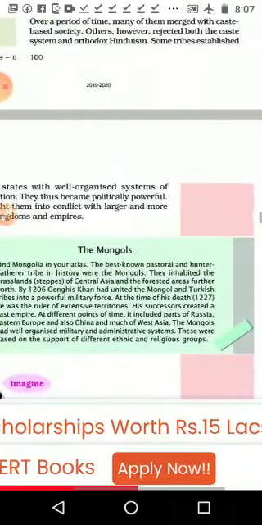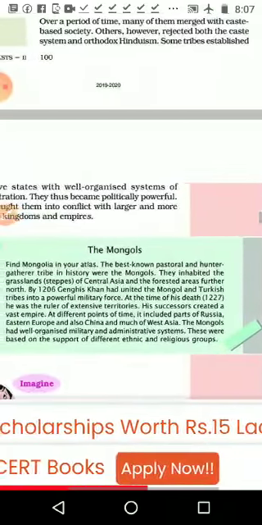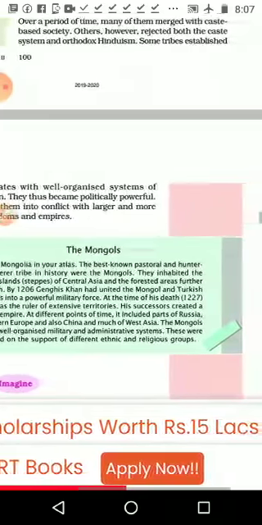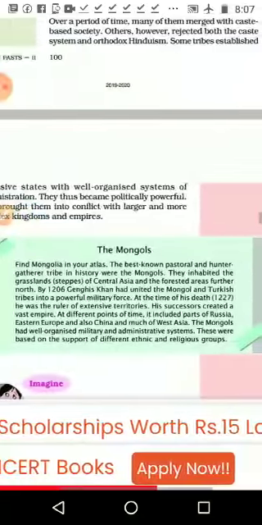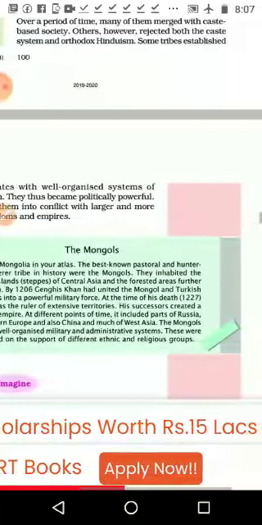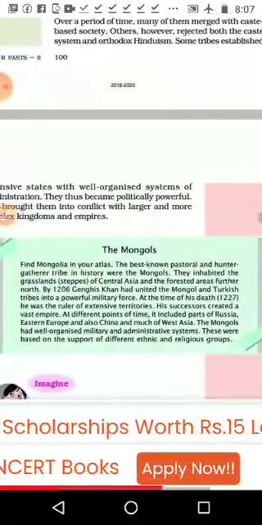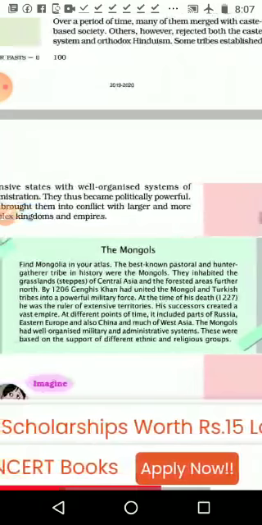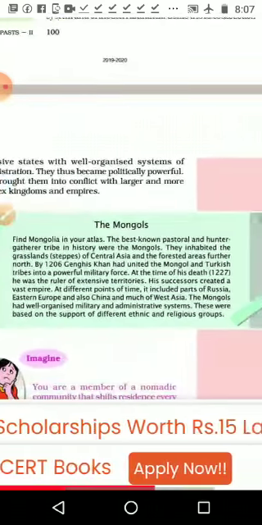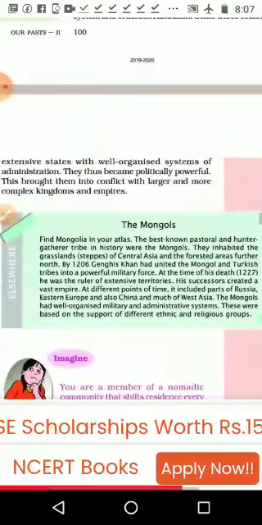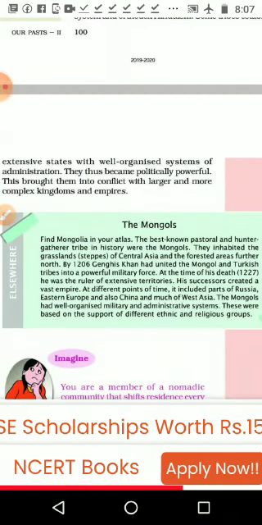At different points of time, it included parts of Russia, Eastern Europe, and also China and much of West Asia. The Mongols had a well-organized military and administrative system. They were based on the support of different ethnic and religious groups. They were not from a single group. They consisted of many groups, with many different languages and cultures. Different groups together made the Mongols.